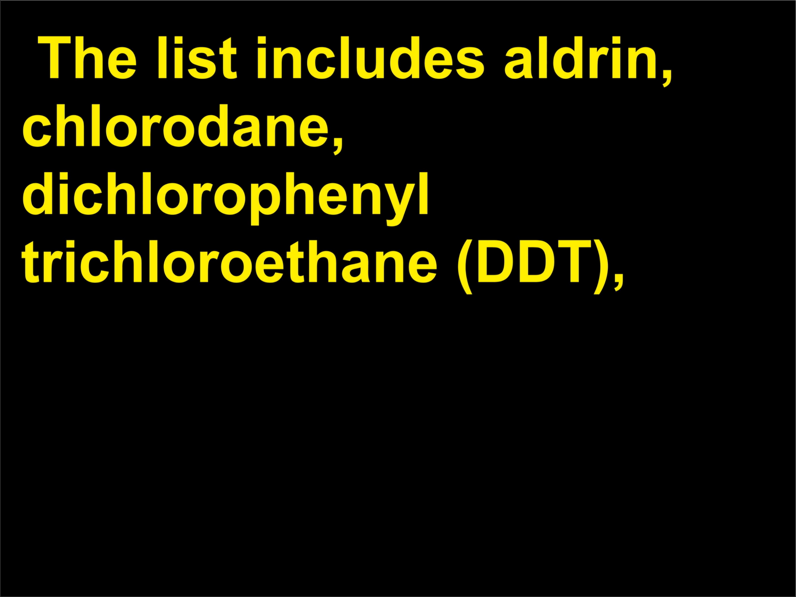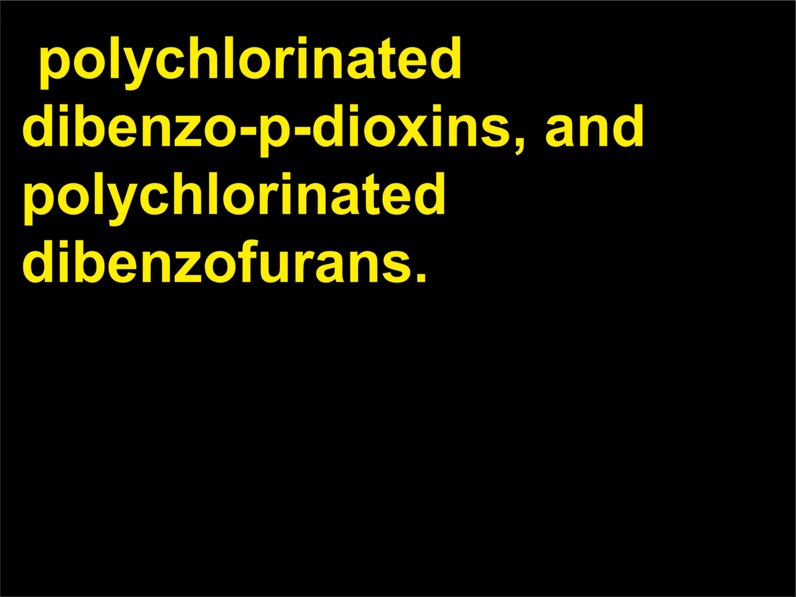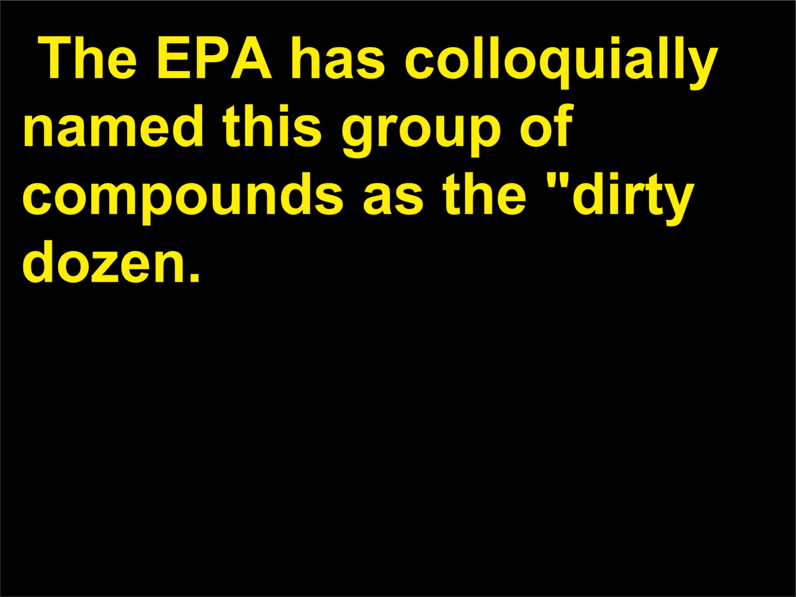dichlorodiphenyltrichloroethane (DDT), dieldrin, endrin, heptachlor, hexachlorobenzene, mirex, toxaphene, polychlorinated biphenyls, polychlorinated dibenzo-p-dioxins, and polychlorinated dibenzofurans. The EPA has colloquially named this group of compounds the Dirty Dozen.